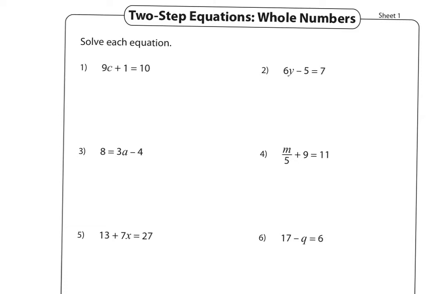All right, so we're gonna solve two-step equations, and we're gonna start with number one. We're gonna solve this equation: 9c plus 1 equals 10. Now, we have two choices here. Either we can get rid of 1 or 9.